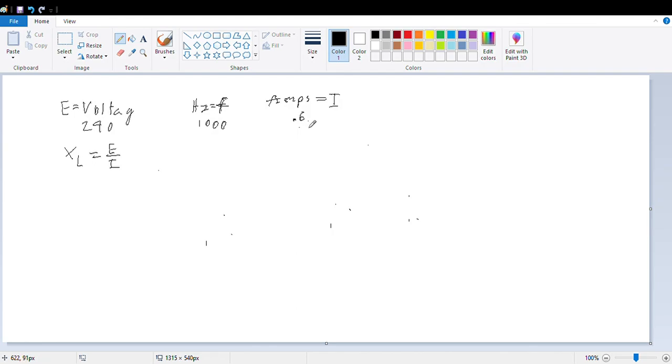0.6 amps. So now X sub L equals, E is voltage, so it's 240 over I, which is 0.6. All right. So what happens when you divide 240 by 0.6? Well, you end up with X sub L equaling 400.